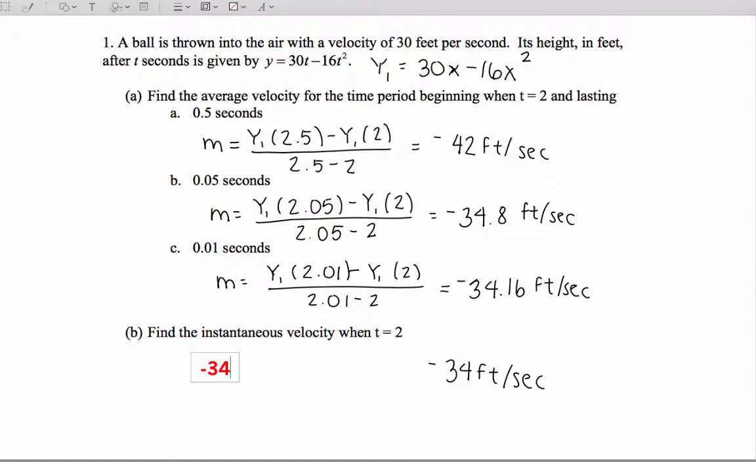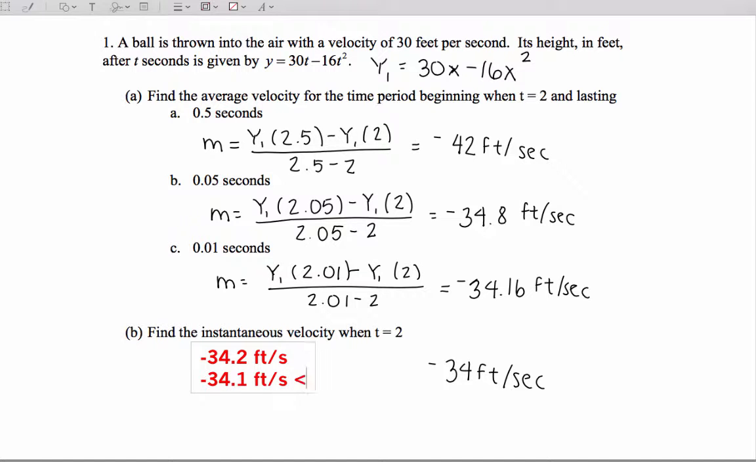Now, I'm also going to ask you two more questions. So negative 34.2 feet per second and negative 34.1 feet per second. One of these is an okay answer and one of them is not. And this is a very important point. So as these numbers get closer and closer together, what do you notice? You notice that these numbers are getting closer and closer to 0.